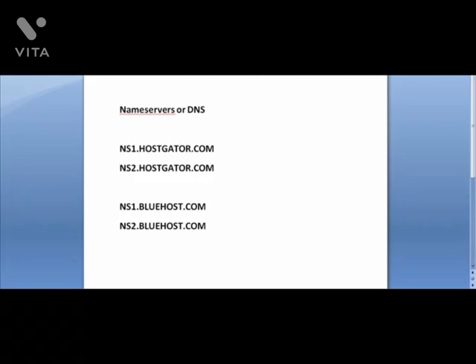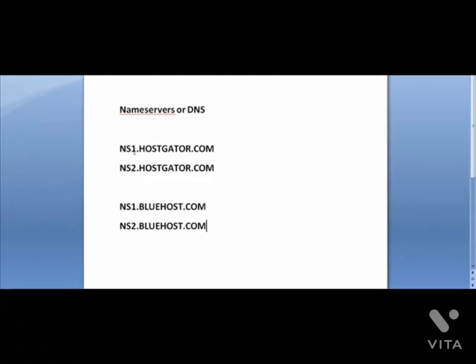And if you can't find it and you have selected HostGator or Bluehost, they have 24-hour support. Other hosting companies might be able to help you out pretty fast as well. So you just need to get in touch with them and find out what the name servers are. They're always going to look like this. It's going to start with NS, and there's always going to be 2 of them.